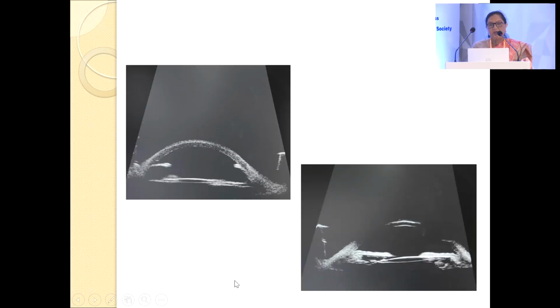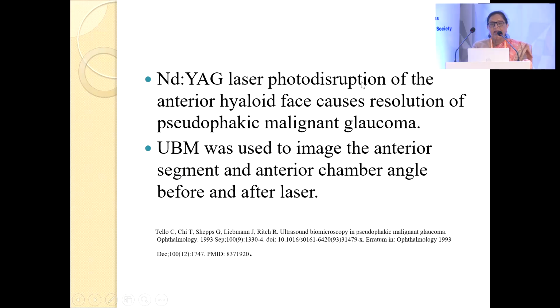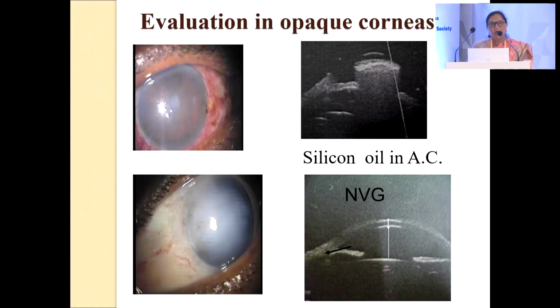So we did the UBM. You can see that the fibrovascular membrane of the neovascular glaucoma pulls the iris forward and causes the angle closure. And Nd:YAG laser photodisruption of the anterior hyaloid face caused resolution of the pseudophakic malignant glaucoma. So it is useful to know whether it is malignant glaucoma or neovascular glaucoma, because the treatment is different.